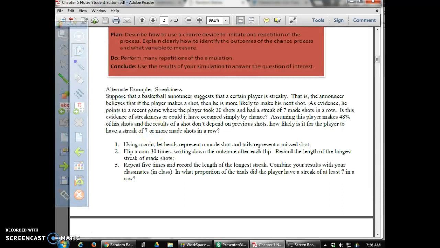So we're going to use a coin to simulate this. We're going to come together tomorrow in class and look at it, but I want you to follow the steps here. You're basically going to simulate this chance process. To get you started, use a coin. Let heads represent a made shot and tails represent a missed shot. You're going to flip a coin 30 times, because he's claiming that in the recent game of 30 shots, he had a streak of 7 made shots. So we're going to record the length of the longest streak of made shots. And you're going to repeat this 5 times.